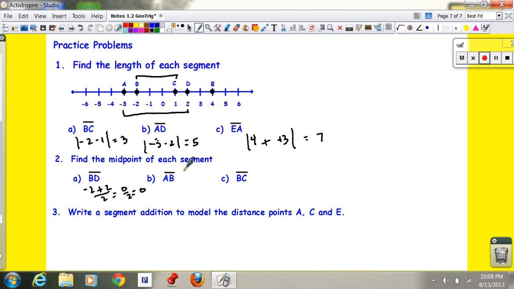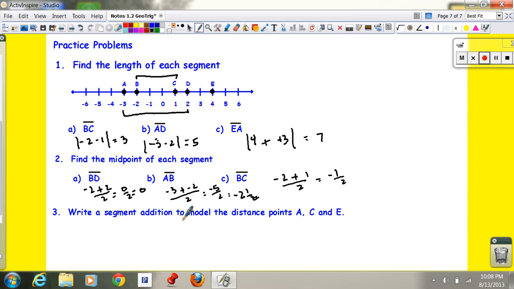From A to B, what's my midpoint? Well, if I take -3 and I add -2, and then I divide it by 2, you're going to get a -5 over 2, which is equal to -2.5. So -2.5 is right in the middle there between those two dots. From B to C, you have a -2, plus you have a +1. Dividing it by 2, it's going to be -1 over 2, which is just -0.5. So -0.5 right here is my midpoint from B to C.